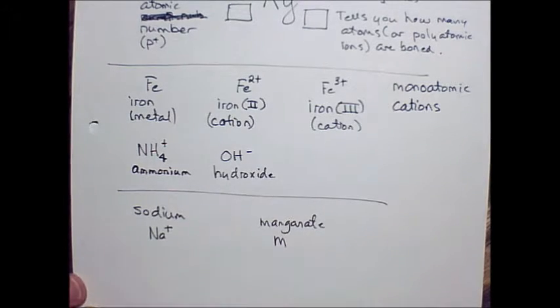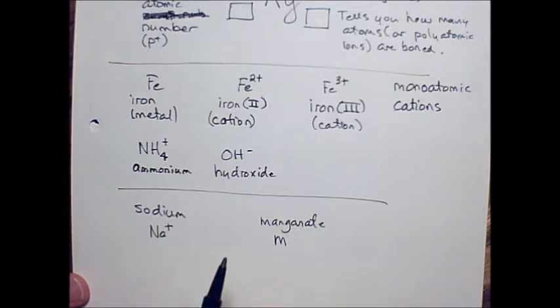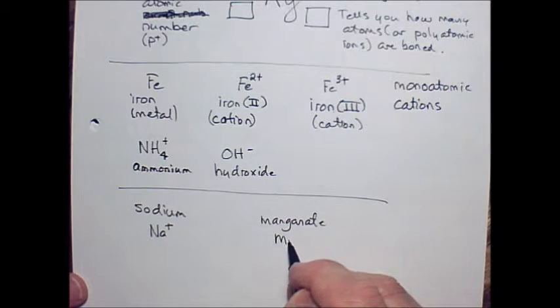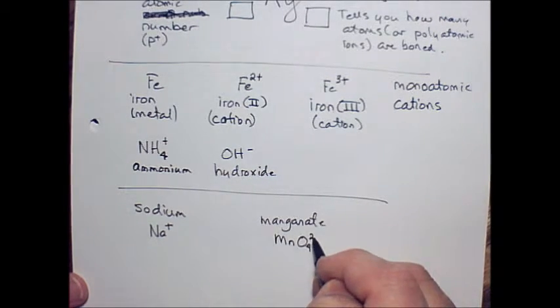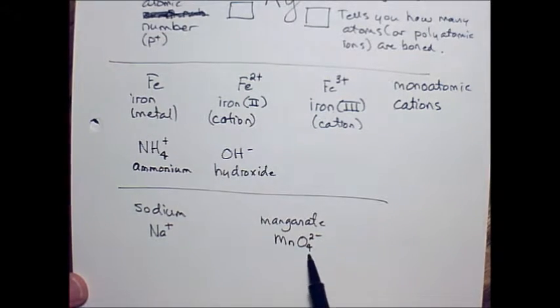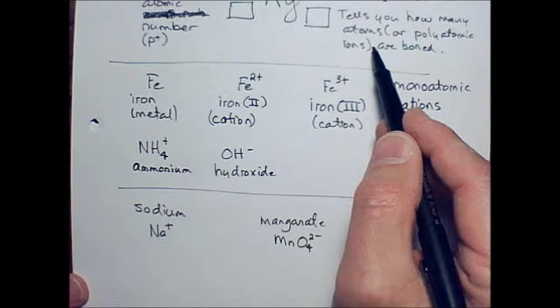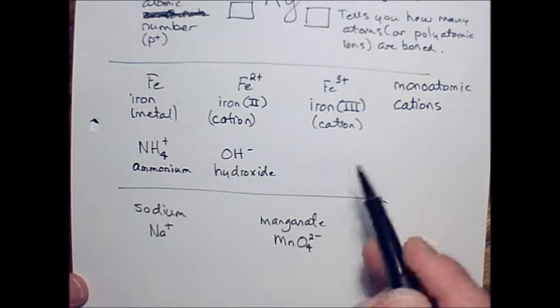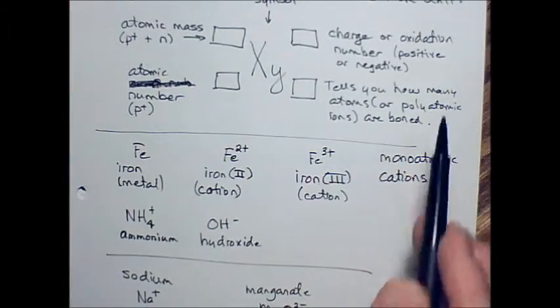Now, it becomes very important when you're writing symbols for elements and compounds that you keep the capital letters and lowercase letters clear. This thing says manganate has two minus. Okay, so this number down here tells you how many atoms or ions you're bonding together. And this number up here tells you the charge, or oxidation number.